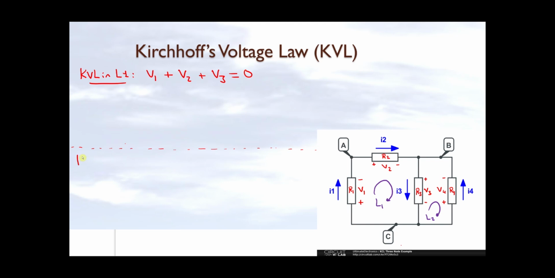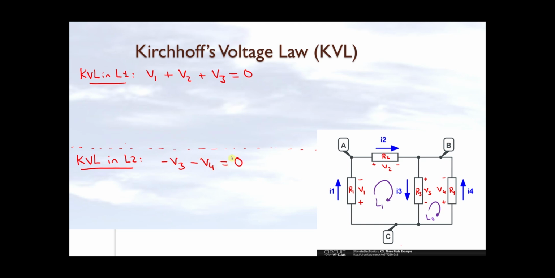I can do the same for loop 2. So KVL in loop 2. So in loop 2, I have only two elements. So if I go from the far left corner, I start from here. So I have minus V3 and then minus V4, and this completes the loop. So I have minus V3 minus V4 equals to 0.